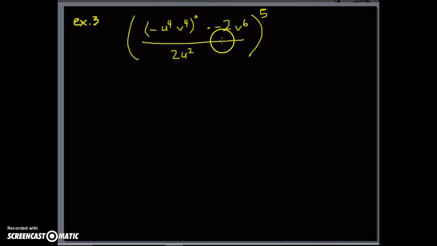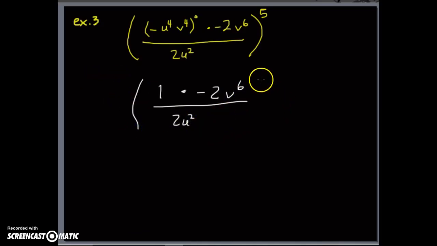So the first thing I'm going to do is make everything at the 0 power a 1. So we've got negative u to the 4th, v to the 4th, all to the 0 power. So what I can do is write this all as 1. When I rewrite the expression, it looks like this: 1 times negative 2v to the 6th over 2u to the 2nd. These parentheses are around both the numerator and the denominator, so all of this goes to 1 because it's all to the 0 power.